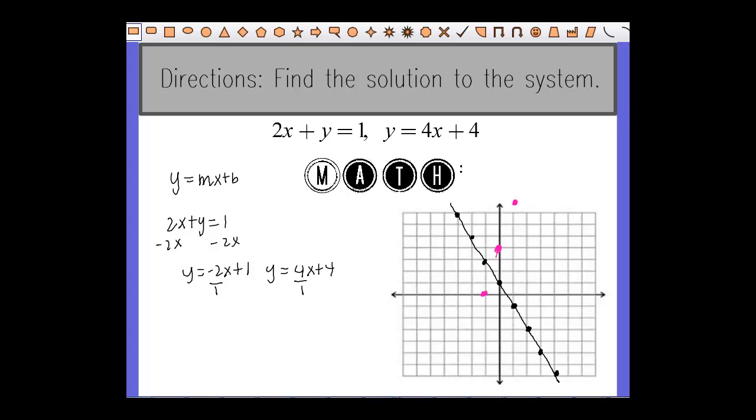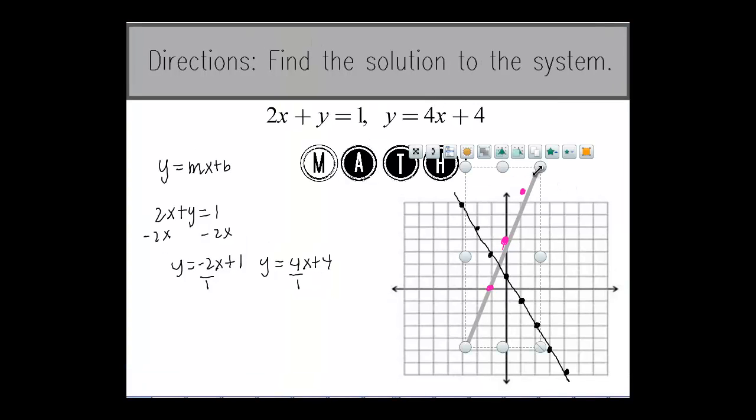Now that I have my points plotted, for my next line I'm going to use a graphing tool so that I can get a really clear picture of what the line that goes through these points is going to look like. So I'm going to use my line and draw a line through these points, making sure to line it up as best as I can with the points that I am given. Once I line it up, I can see that the point of intersection between my two lines happens right here.